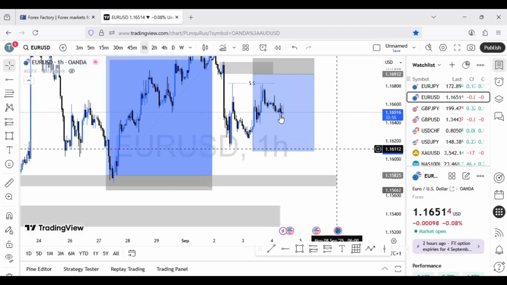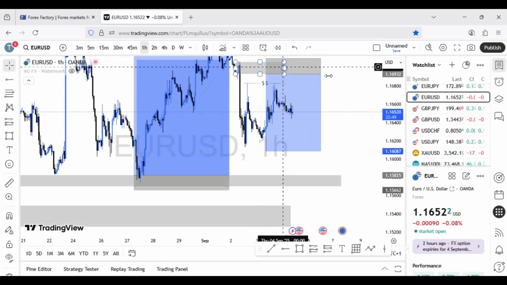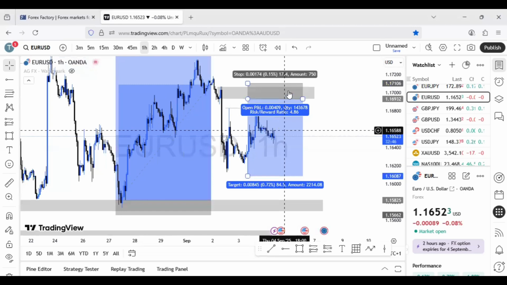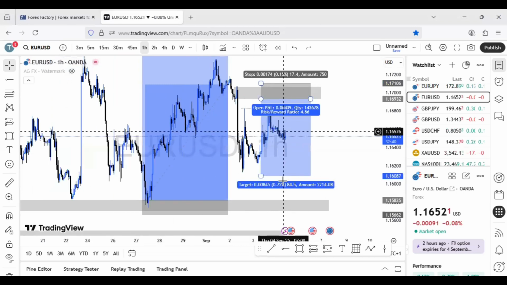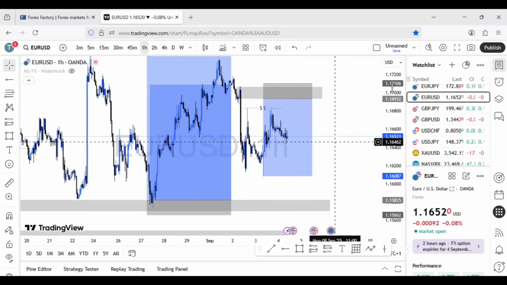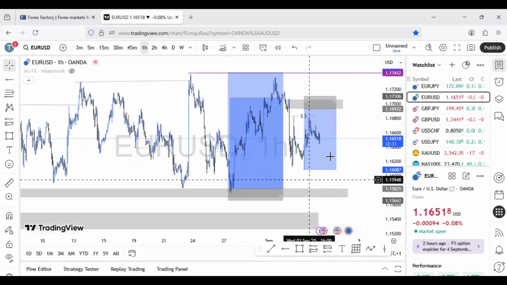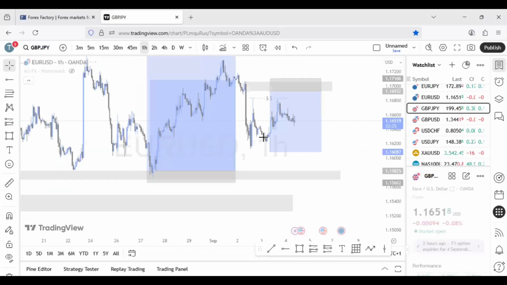But if peradventure it clears this level here, I won't be taking the sell, so I'll be observing also. I need it to come back, pick it, then use it to clear this area. But if it clears this area first before coming back, this might not hold. That's another thing to actually take note of. So it becomes 50-50 if this area is cleared out. Then the next one is GJ.